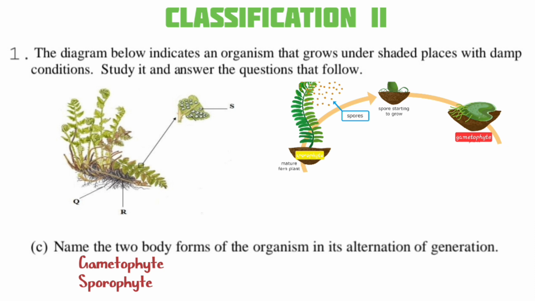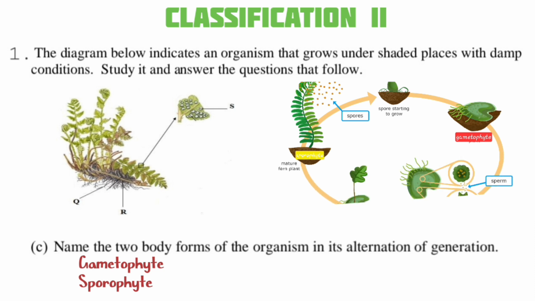Sawa? Yeah. So from the sporophyte, we got spores. From the spores, we ended up having the gametophyte. Now, the main job of the gametophyte is to produce sex cells. These are what we call the gametes.